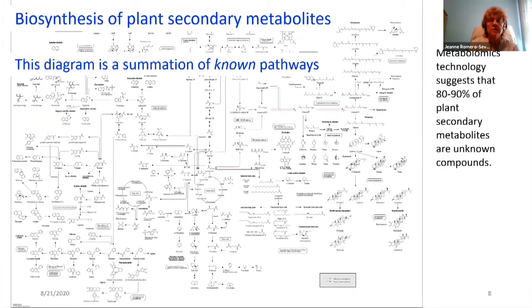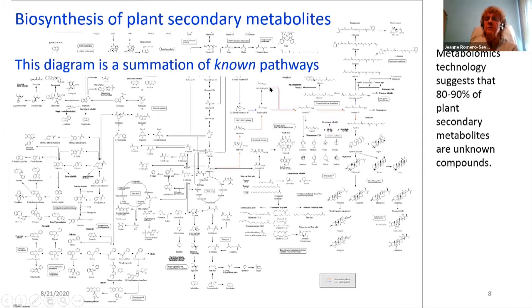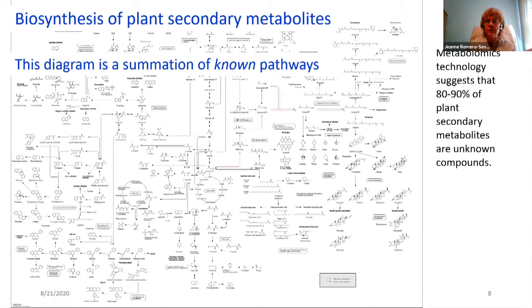Okay, so here's a summation of the known pathways for the synthesis of secondary plant metabolites. So this is the simplified version. Yet we know from the metabolomics that we've done in the last 4 or 5 years that 80 to 90% of plant secondary metabolites are unknown compounds. We can isolate them. We know we have distinct chemical species, but we don't know what they are. But that doesn't mean we can't use them to accomplish a goal.